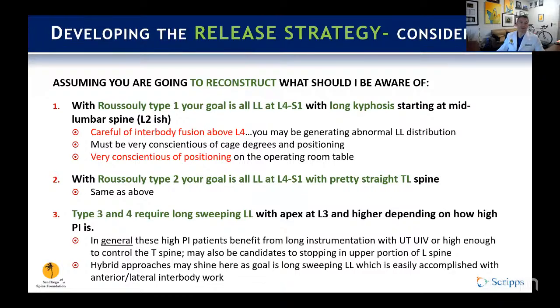If you're doing type 1s and 2s, you're really trying to create more lordosis low. With type 1s, you're going to start with a long kyphosis. Around L3, you're going to start building kyphosis into that rod, and that kyphosis extends all the way to the end of your construct. With type 2s, you're going to make it the opposite, relatively straight. So understanding what the shape is will very much change how you end up bending the rod. The 3s and 4s require a much longer sweeping lordosis with a longer sweeping kyphosis. Those are the more classically S-shaped spines that we think of.